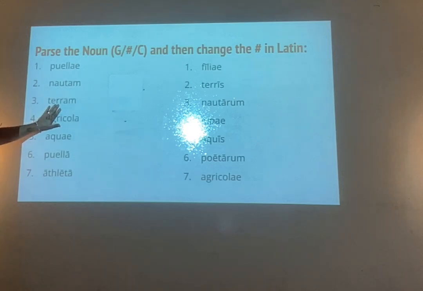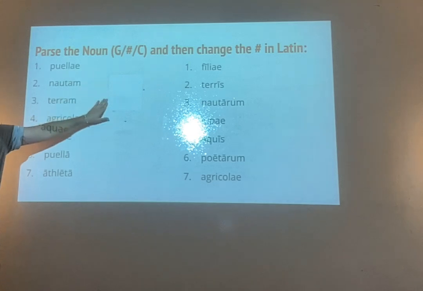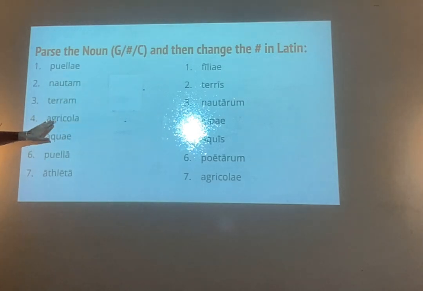Elena number 2. Sorry, I forgot your last name. Weaver, that's right. Go ahead. You want to make it the plural version, but parse this one right here for me first. Gender number case. Feminine. Sorry, I was thinking the other. Yep, feminine. Singular. And accusative. Very good. And now it will be very similar to the one above it. Terras. Very good. All right.